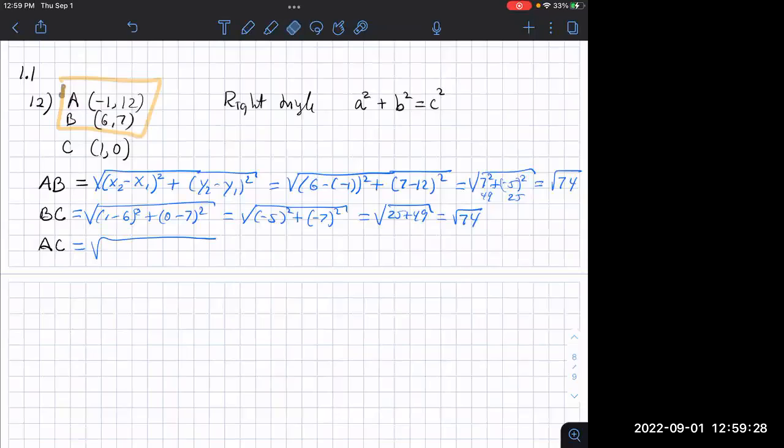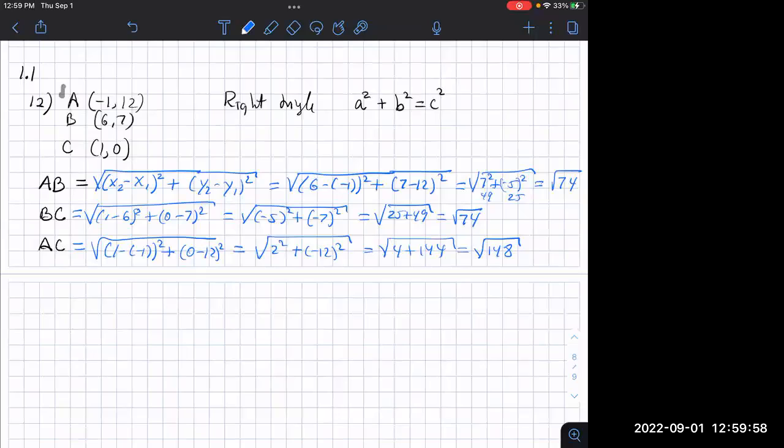AC, I got 1 minus -1 squared plus 0 minus 12 squared. Okay, simplified 2 squared plus -12 squared, okay, 4 plus 144, okay, and simplified square root of 148. Okay, so now we have to pick what's A, what's B, and what's C.